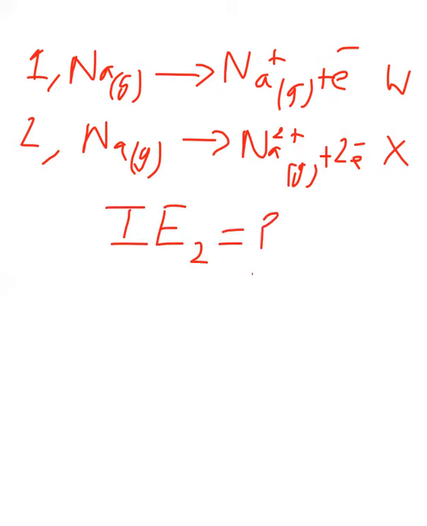So W represents IE1 and X represents IE1 plus IE2. So to find IE2, we need to subtract W from X, because X is the sum of IE1 and IE2 and W is IE1. So X minus W will give us IE2.